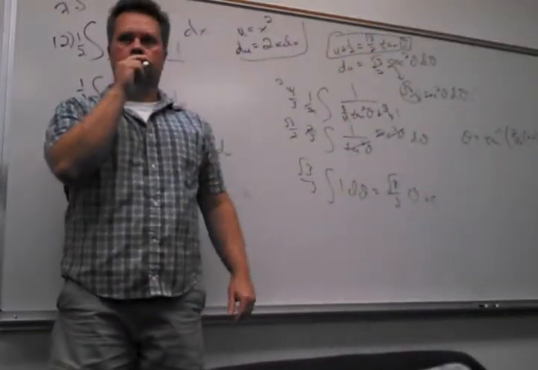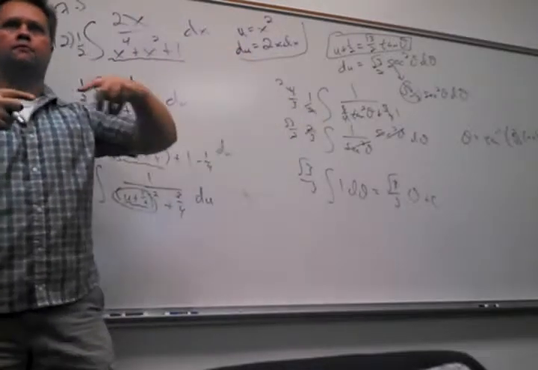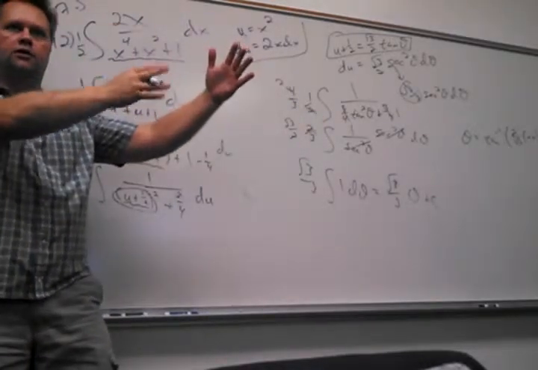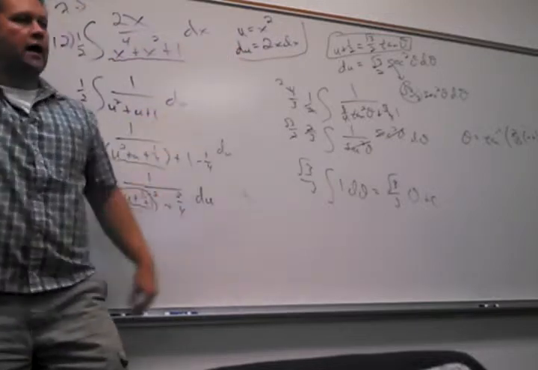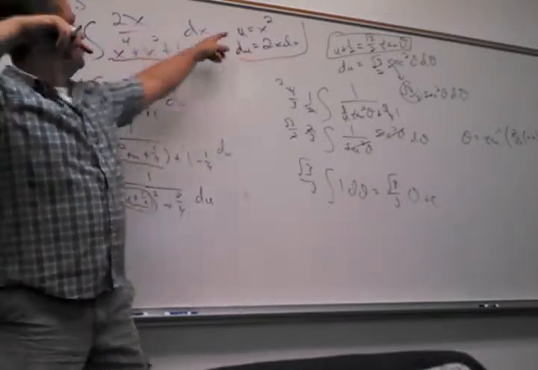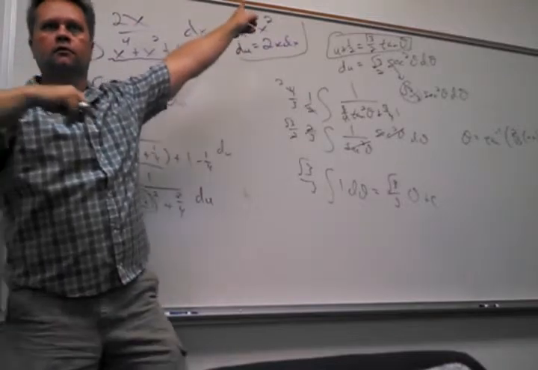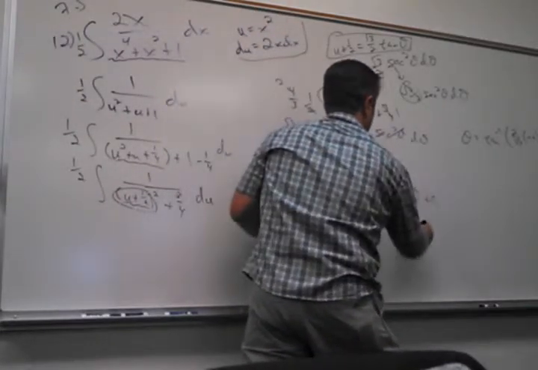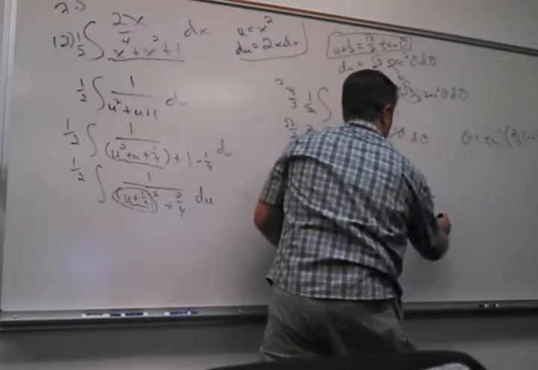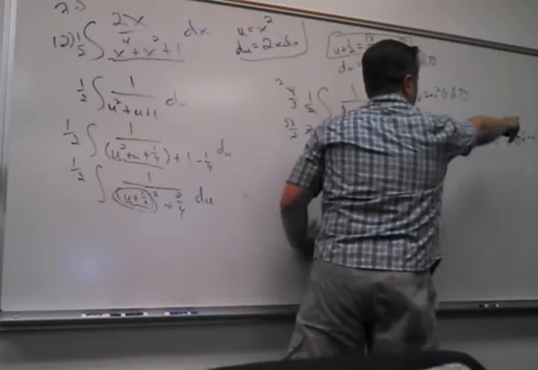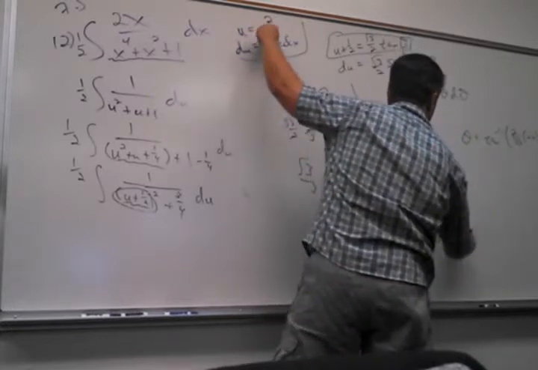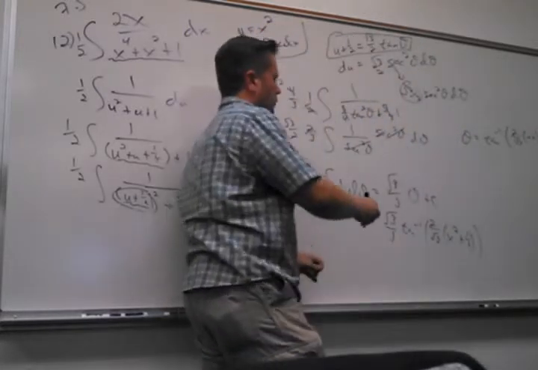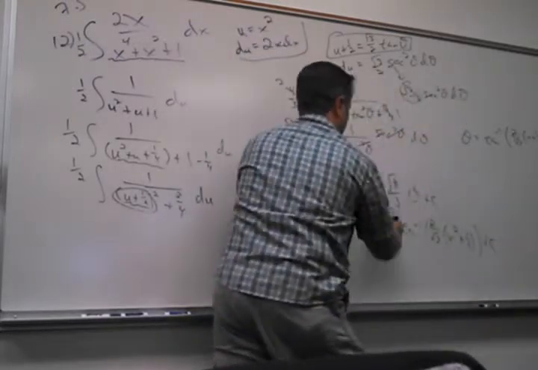Yummy. So that's one level of dominoes, right? I'm falling back now. I set my dominoes up whenever I make a substitution. Now I've got to fall back. Theta falls back into u, and u is going to have to fall back into x. So now this is root 3 over 3 inverse tangent of stuff. And then u is x squared. Yummy, yummy.